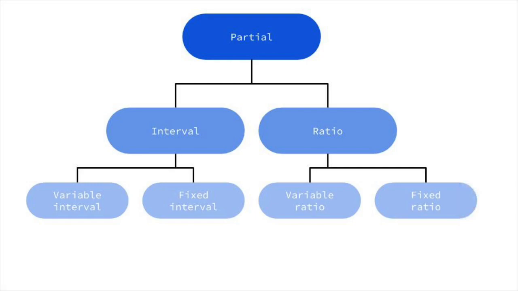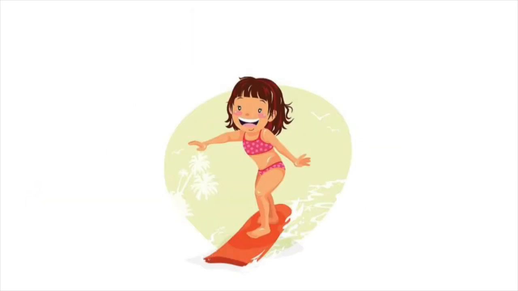Let's look at some examples of each type of partial schedule. Imagine a surfer sitting out back and waiting for a wave to catch. The reward in this context is the thrill of riding a wave. When you're given an example like this, the first question to ask yourself is, what is the variable that's being manipulated? Is it time or is it behavior? In this case, it's time.